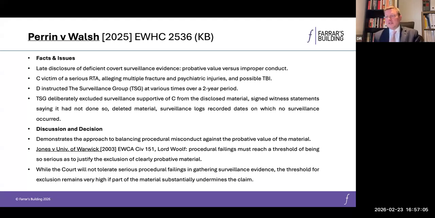It was clear that the surveillance evidence was supportive of the defendant's case, but that surveillance that was entirely supportive of the claimant's case had been deliberately excluded from the edited footage, and that signed witness statements, the production statements from the surveillance operatives, were just untrue because they stated that no such footage had been excluded, and other deficiencies. So the logs for surveillance included dates on which surveillance just didn't occur, etc., etc. And so the decision demonstrates balancing that procedural misconduct against probative value.